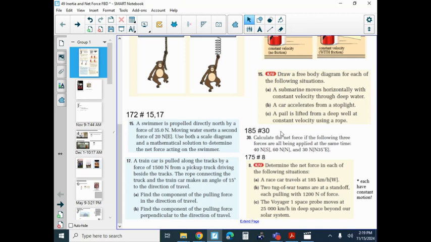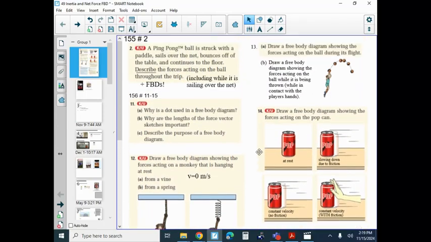Just adding the vectors up. These ones have a little bit of calculations in them, but the rest of them are really just straightforward if you have picked up the ideas of what we're talking about, right? So hopefully that makes sense.